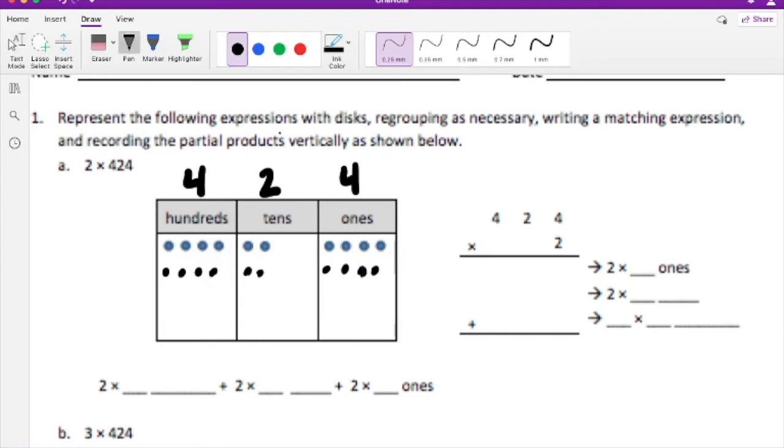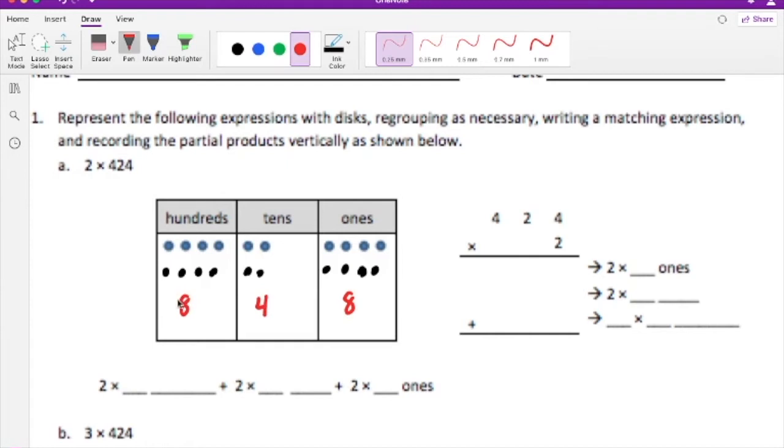Now I'm going to see if I need to regroup. Remember, the magic number for regrouping is 10. If you have 10, then you can regroup. So here I have 8. No regrouping here. Here I have 4. Can't regroup here. And here I also have 8. So there's no regrouping here.